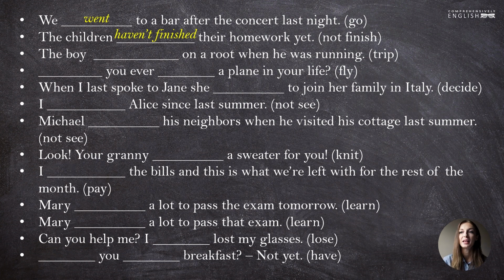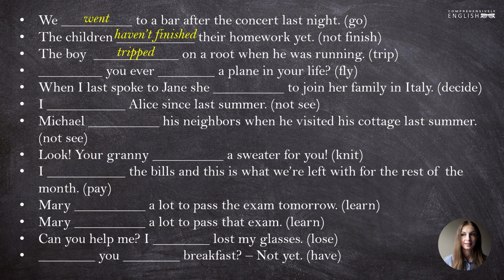The next one. The boy tripped on a root when he was running. This clause, when he was running, tells us that we are talking about a particular moment in the past. It is the same as to say yesterday or 5 hours ago, when he was running. Yeah? So he tripped, we use the past simple tense because we are talking about a particular moment in the past.